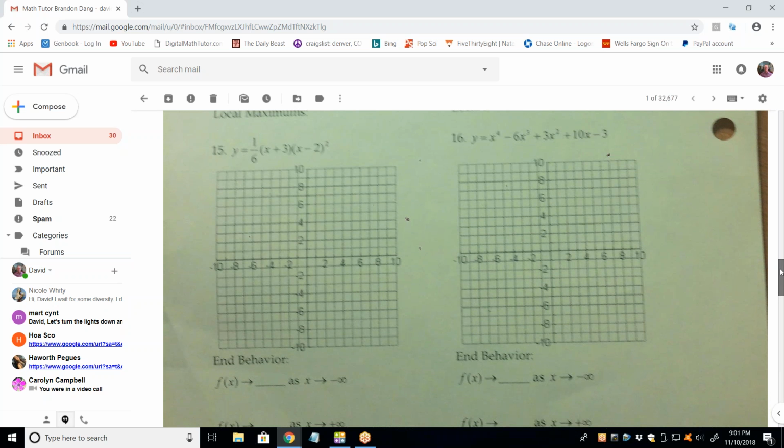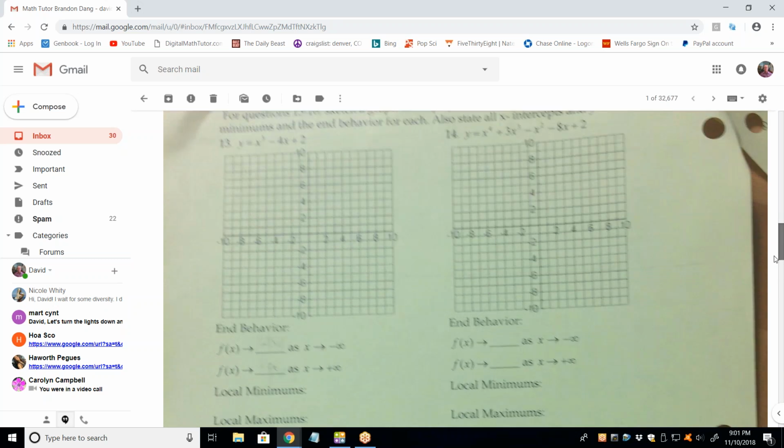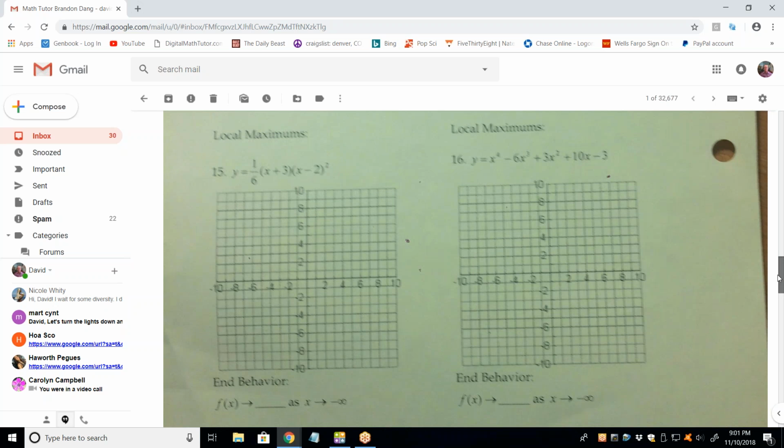16 is basically the same as 14. It's a quartic. What's the Y-intercept on 16? Remember how you get the Y-intercept. You let X be 0. You let X be 0, what's Y equal to? The constant. It's always the constant.